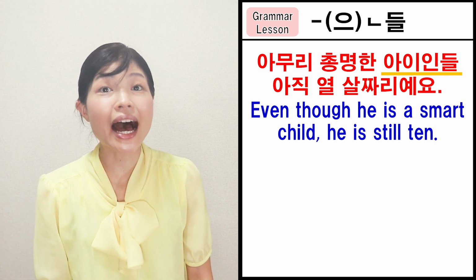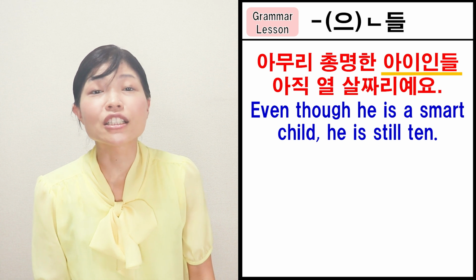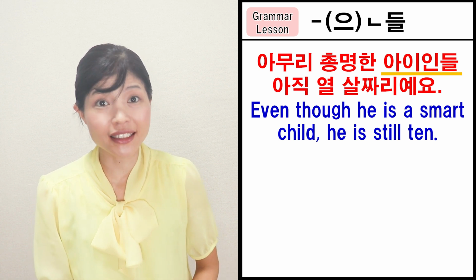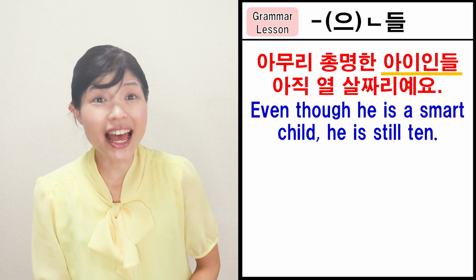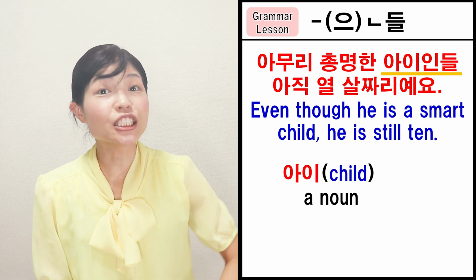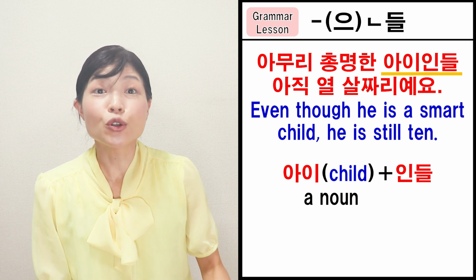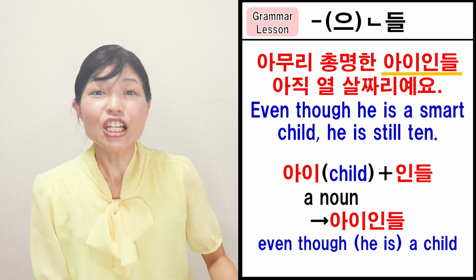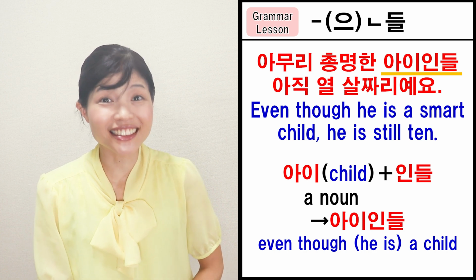아무리 총명한 아이인들 아직 10살짜리예요. Even though he is a smart child, he is still 10. Here, 아이, a child, is a noun, so you attach 인들 to say 아이인들, even though he is a child.